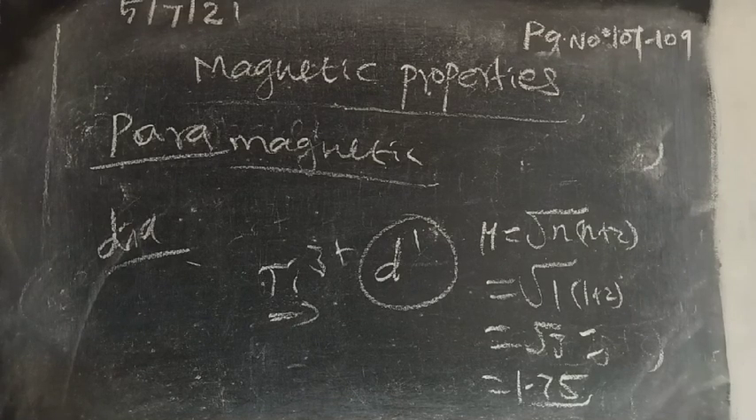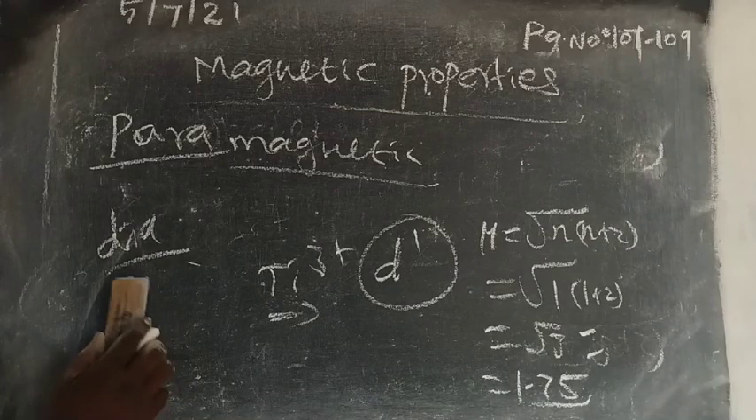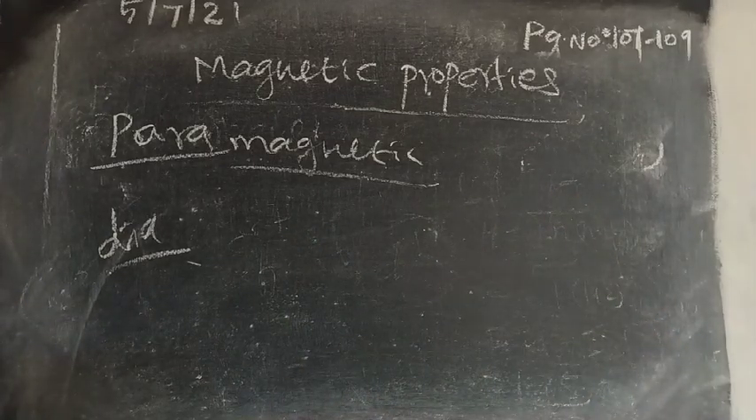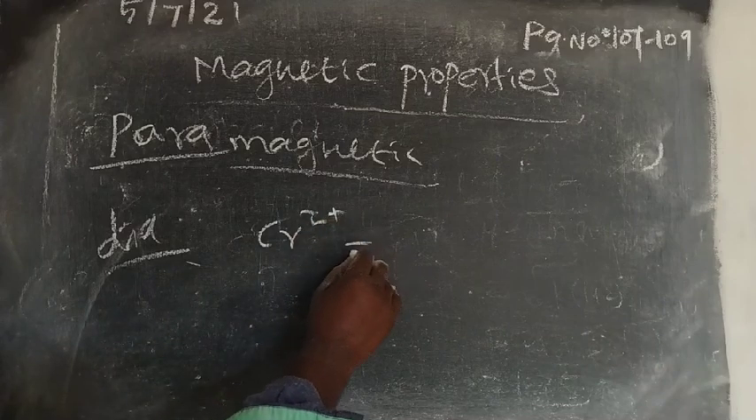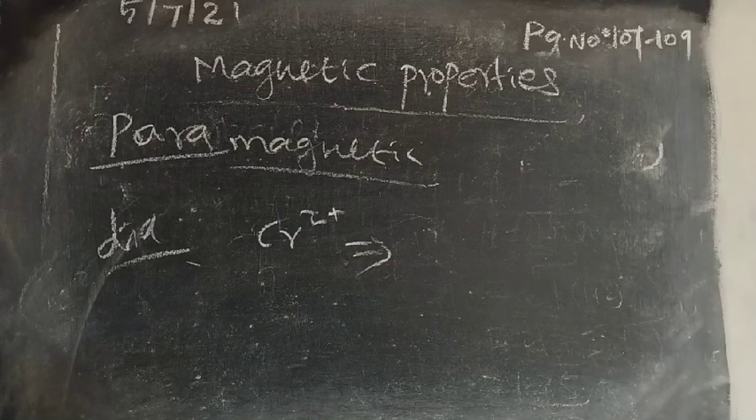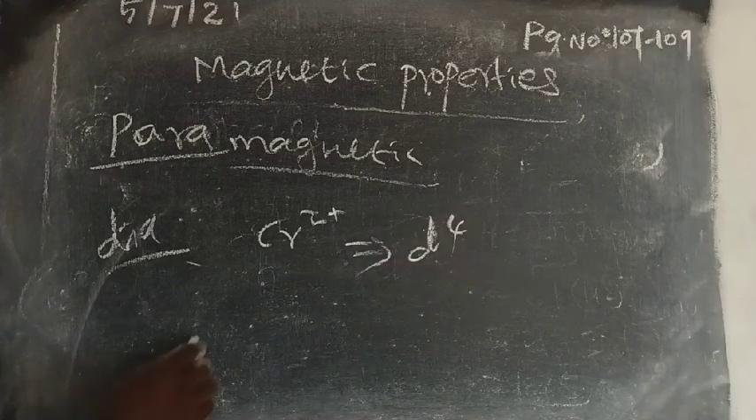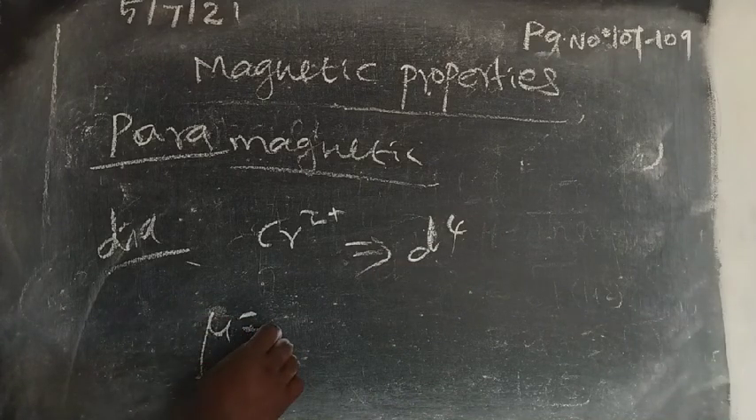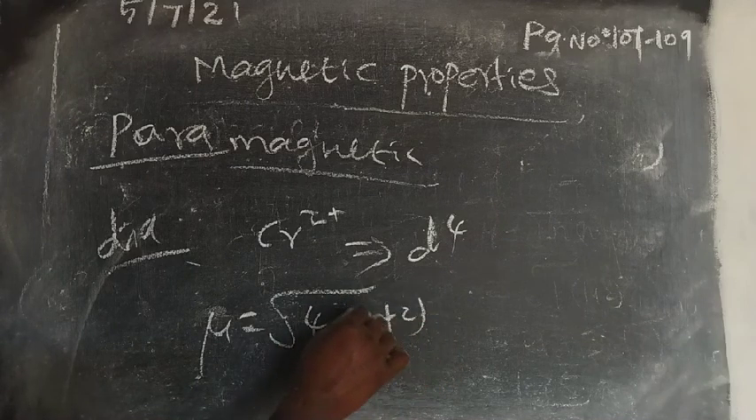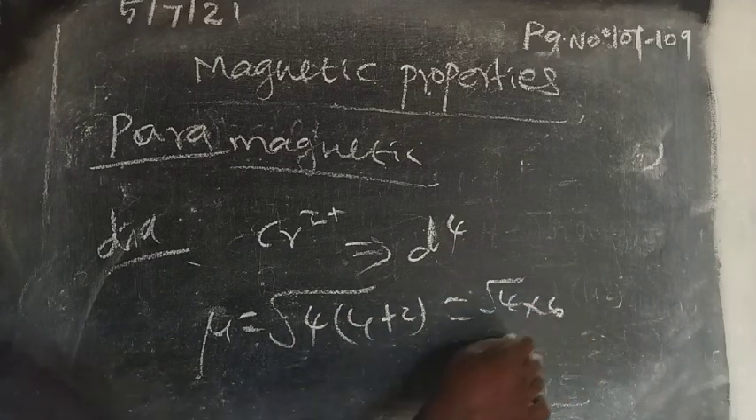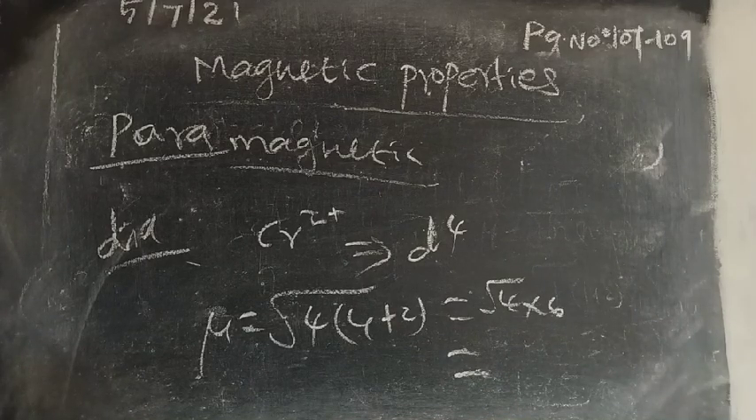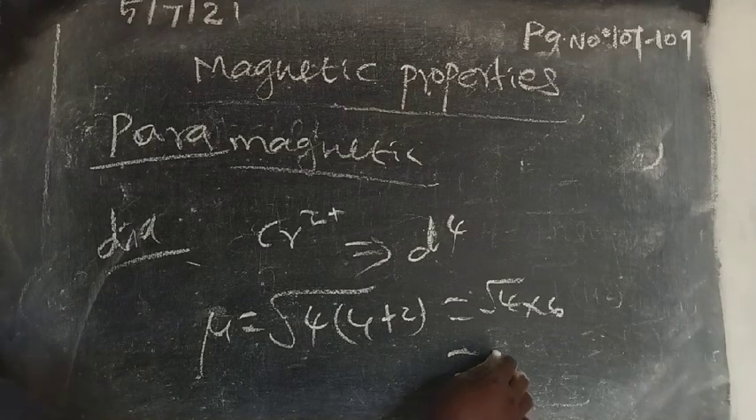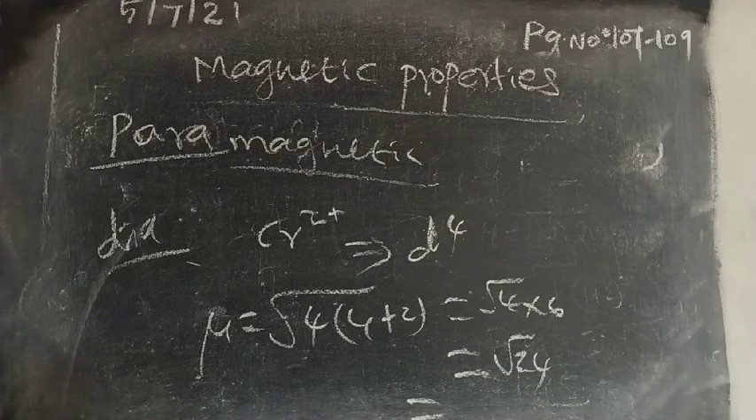We can take one more example, chromium 2+. How many outer valence electrons? d4. So mu is root of 4 into 4 plus 2, so root of 4 into 6, which is root 24. Root 24 is nothing but 4.89. So likewise we can predict the magnetic moment value by using the spin-only formula.